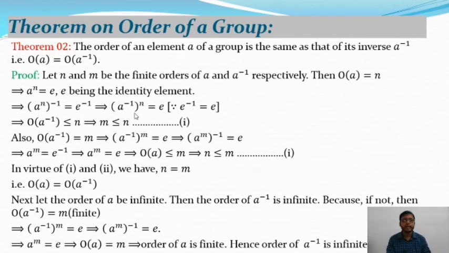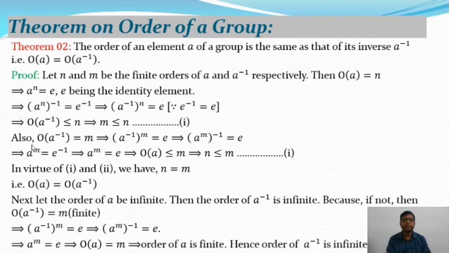Okay, so in that case we have applied the integral power of an element of a group. So a to the power n whole to the power minus 1 is equal to e to the power minus 1, and a to the power minus 1 whole to the power n is equal to e. Okay, so therefore order of a inverse is less than or equal to n. So this implies m is less than or equal to n, since I have taken the order of a inverse to be m. So from this we get m is less than or equal to n, and we can write it as equation number 1.